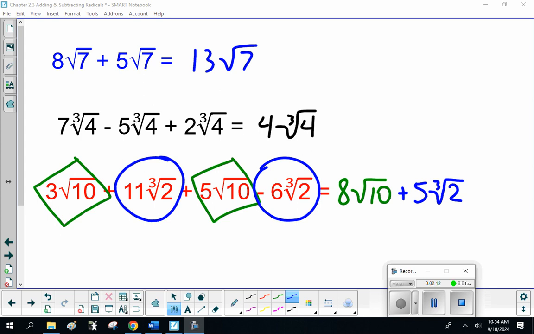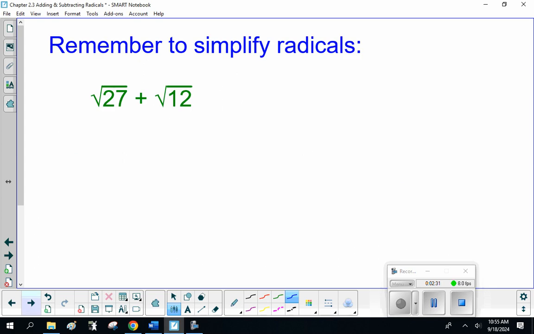And the third one, notice you have different terms or different radicals. Green diamonds around the square root of 10. We have 8 square root 10. And blue circles around the cube root of 2. 11 minus 6 should be 5 cube root 2. Right? So that's adding and subtracting radicals. That's honestly most of the lesson, but not all.